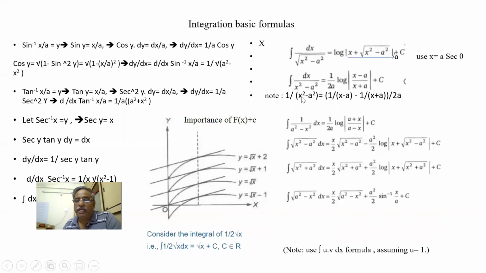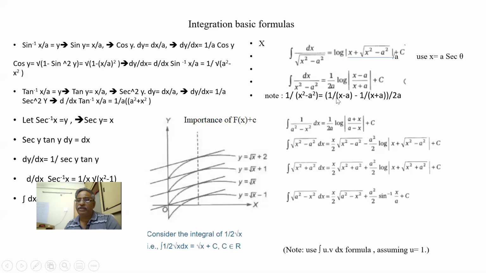First this one, 1 by x square minus a square. It can be written as x plus a into x minus a. So when I do partial fractions, I am getting 1 by x minus a minus 1 by x plus a. When I do LCM, this becomes x minus a into x plus a, x square minus a square. So x minus a, x plus a minus x plus a, it becomes 2a. I'm putting by 2a, so the 2a gets cancelled, and in the numerator I'll get 1.